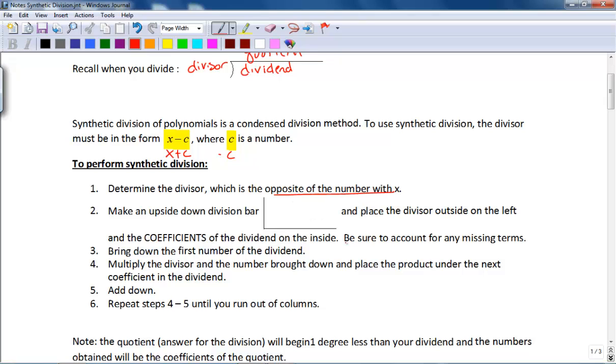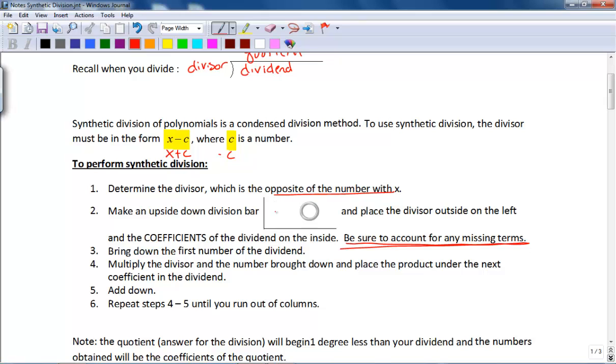Be sure to account for any missing terms. This is really a big deal here. Now, what does that mean? Well, if your dividend's highest power is a degree of 5, then you need to have a coefficient for the 5th degree, the 4th, the 3rd, the 2nd, the 1st, and a constant term. If one of those terms doesn't exist, we just put in a 0 placeholder. And we'll get to some examples where we do that.